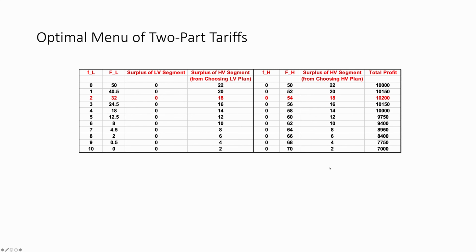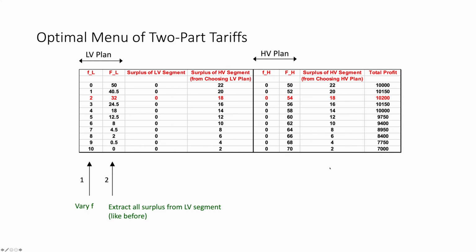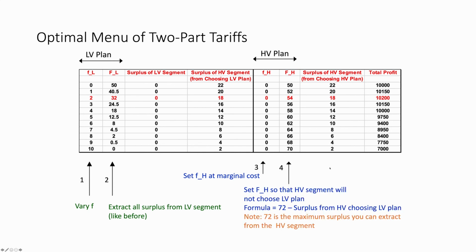So to achieve this, we need to follow the following steps. Again, we start with varying small f for low value from 0 to 10. And step 2, we are going to extract all the surpluses from the low value segment, just like what we have done in the previous case. For the high value plan, we are going to set the small f usage-based fee at the marginal cost, in this case 0. And then we set the big F, the fixed fee, at such value that the high value segment customer would have higher surplus from choosing the high value plan over the corresponding low value plan.